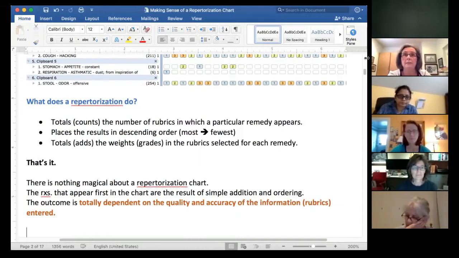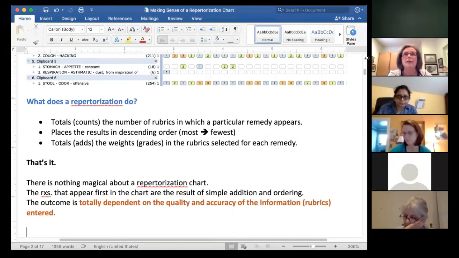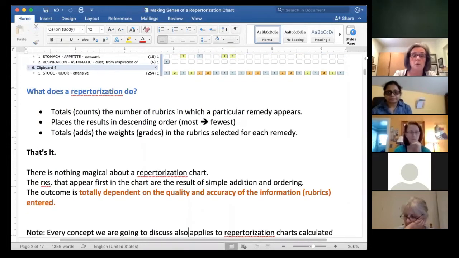And then it adds the weights, so the grades. If something is a grade of 4, then it adds in a 4. If it's a grade of 2, it adds in a 2. That's all it does. It's straight addition. There's no algorithms, there's no fancy statistics. So there's nothing magical about a repertorization chart. In the most basic sense, it is totally dependent on what you put into it. So the rubrics that you put in are going to give you good results or not very good results. And we're going to talk more about that as we go along.